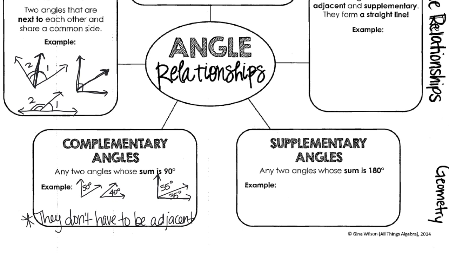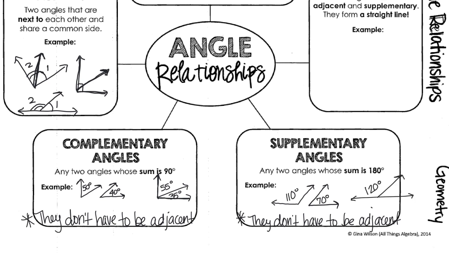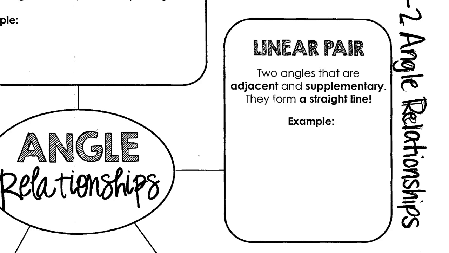Supplementary angles don't have to be adjacent as well. So if I have an angle that's 110 degrees, then I would have another one that has to be 70 because together they add up to 180. Another example I can have is if I have this angle that's 120 degrees, then the other one is going to have to be 60 degrees. Again, they have to add up to 180 degrees.